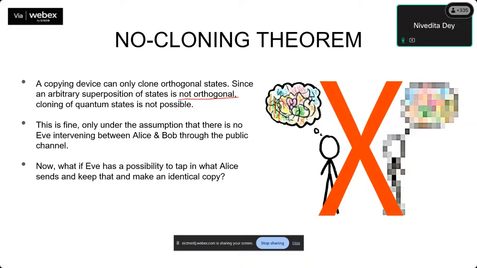And the next one is, what if Eve has a possibility to tap in on what Alice sends and keep that and make an identical copy? What will happen in that particular case? Now we will try to analyze what will happen if we have some intrusion or possibility of intrusion in between.